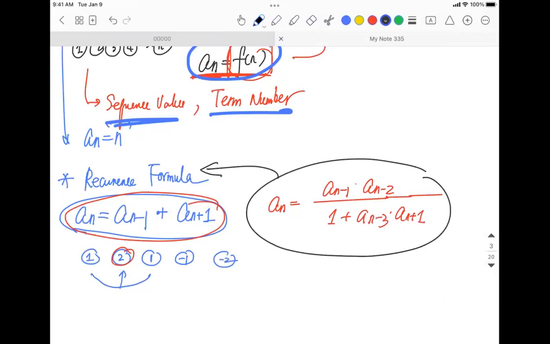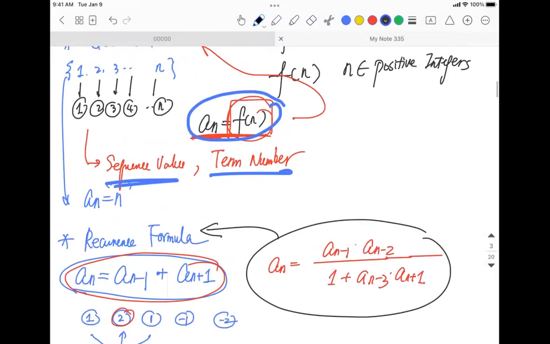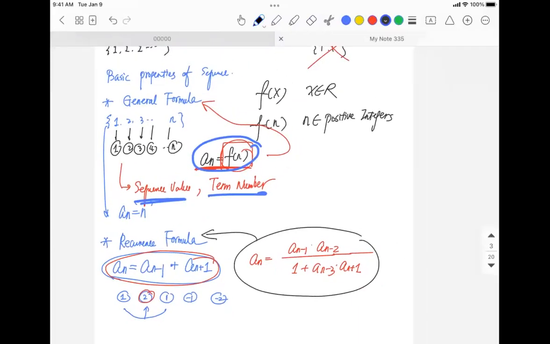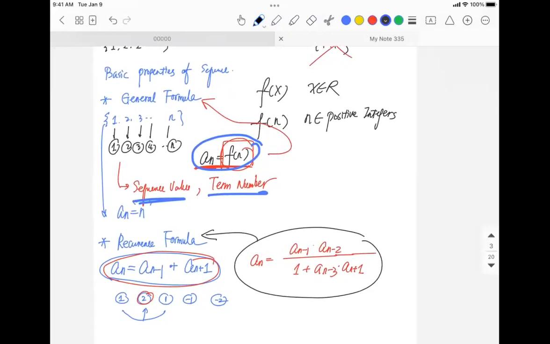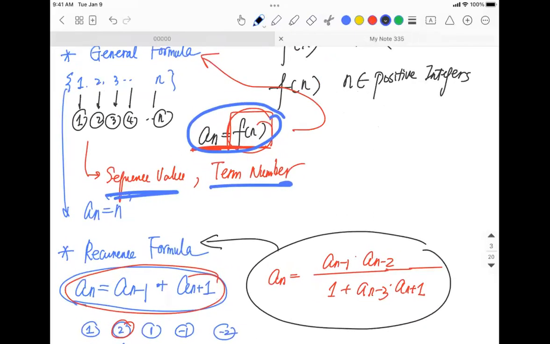The reason it has the name recurrence is that the value is not defined right away. You have to go recursively, step by step, in order to define all the values of a sequence, right? This is the recurrence formula. So these are two very important definitions of a sequence, the recurrence formula and the general formula, and you can always try to find some relationship between these two formulas.